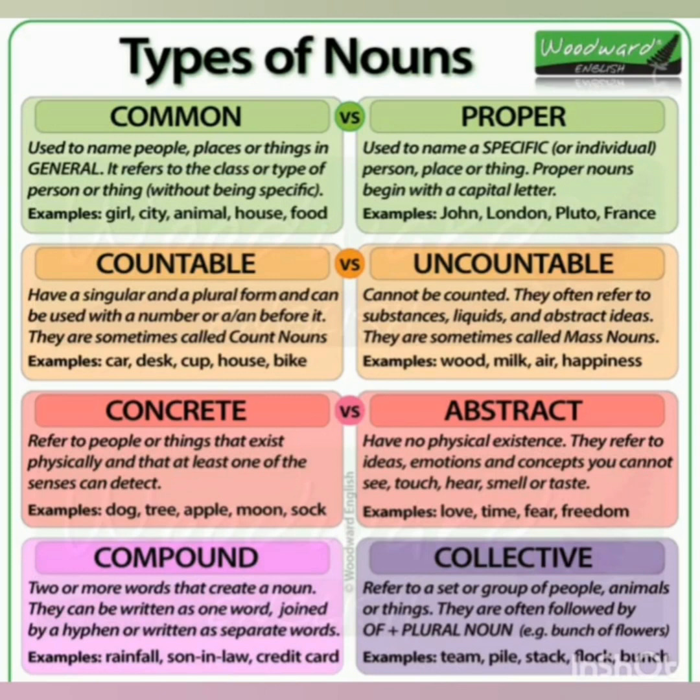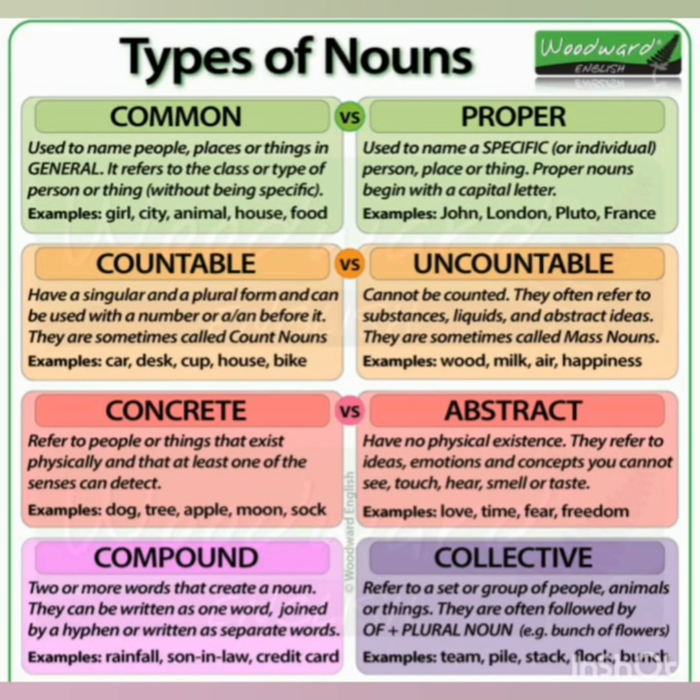Next is abstract noun. Abstract nouns have no physical existence. They refer to ideas, emotions and concepts you cannot see, touch, hear, smell or taste. For example, love, time, fear, freedom, etc.